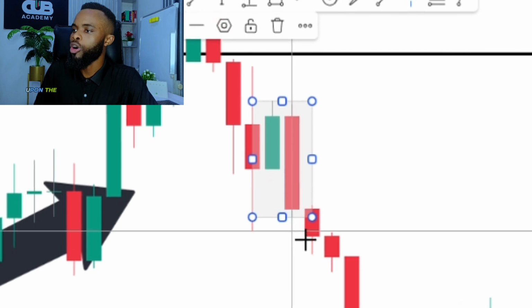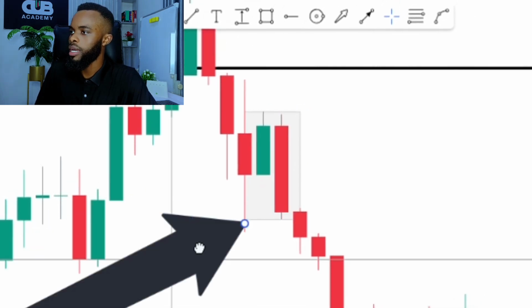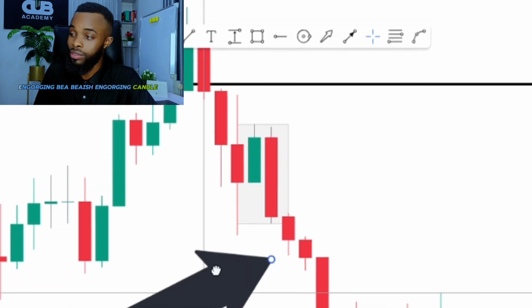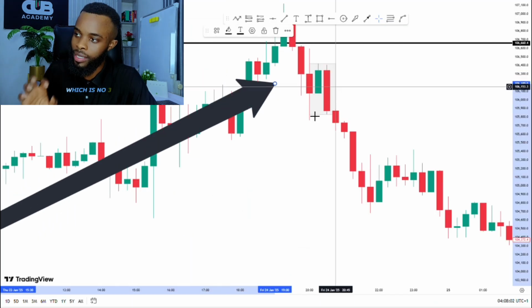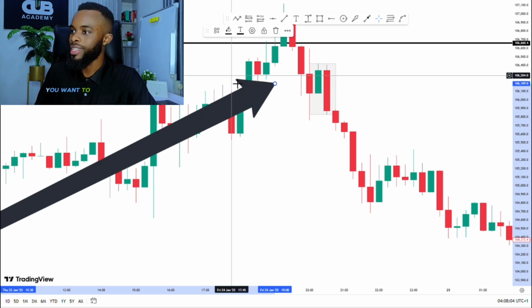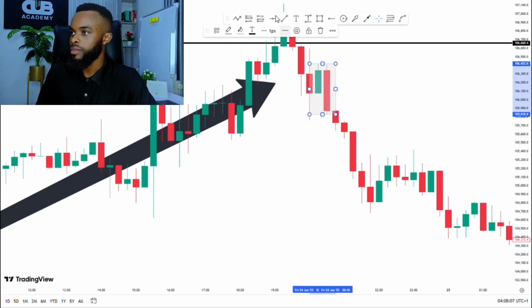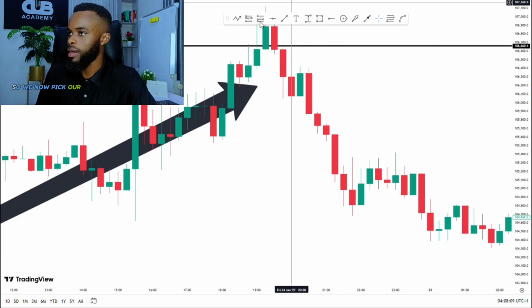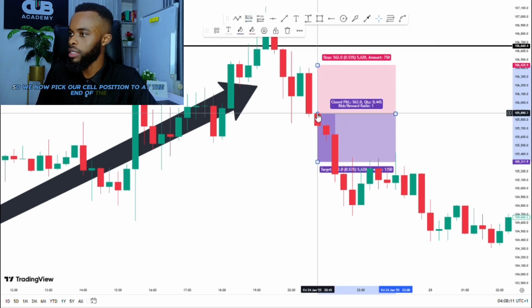Upon the completion of this candle, this bearish engulfing candlestick, which is the number 3 component, we want to take a sell position. So we now pick our sell position at the end of the bearish engulfing.